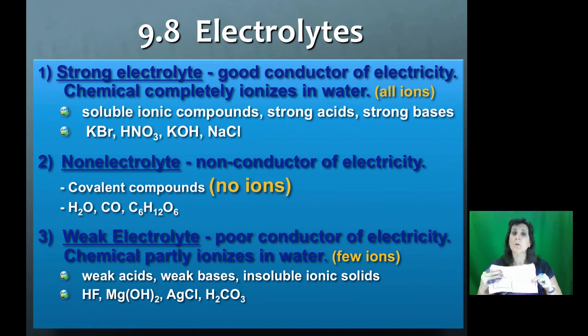The insoluble ionic compounds. Again, they ionize a little bit. Even though they're insoluble, they ionize a little bit. So our insoluble ionic compounds, weak acids, and weak bases are weak electrolytes. Let's look at some examples. Hydrofluoric acid, magnesium hydroxide, silver chloride, and carbonic acid are all examples of weak electrolytes.